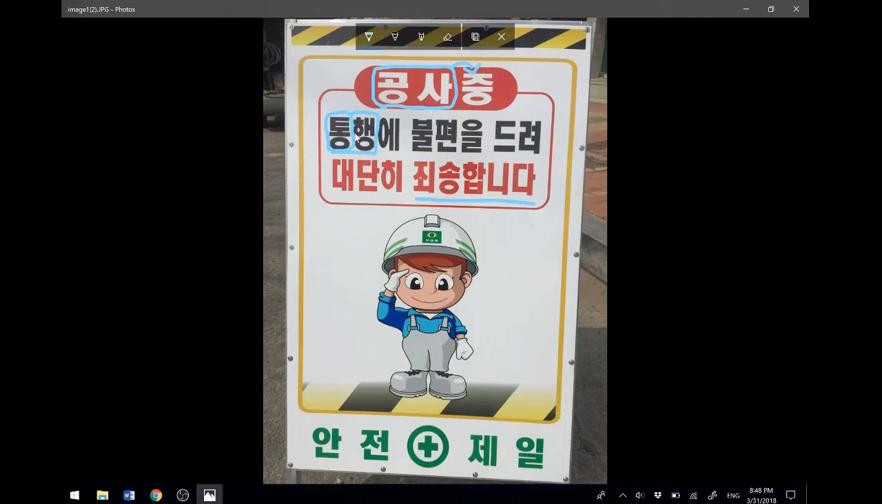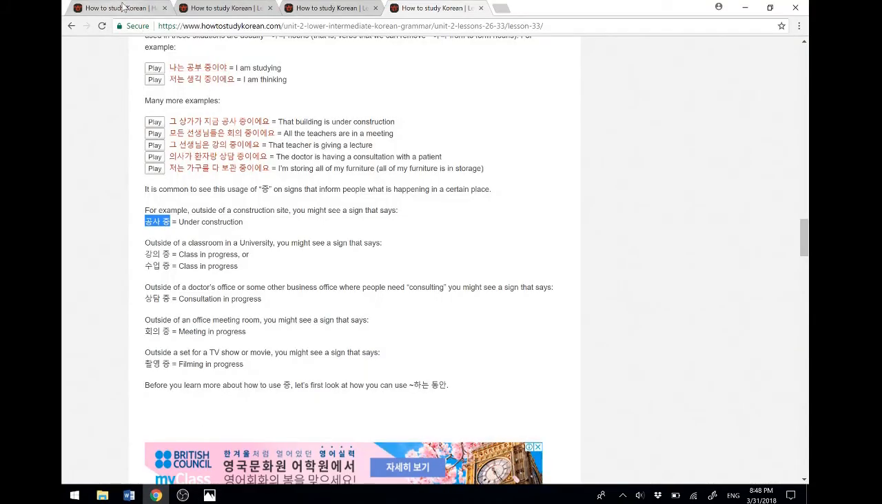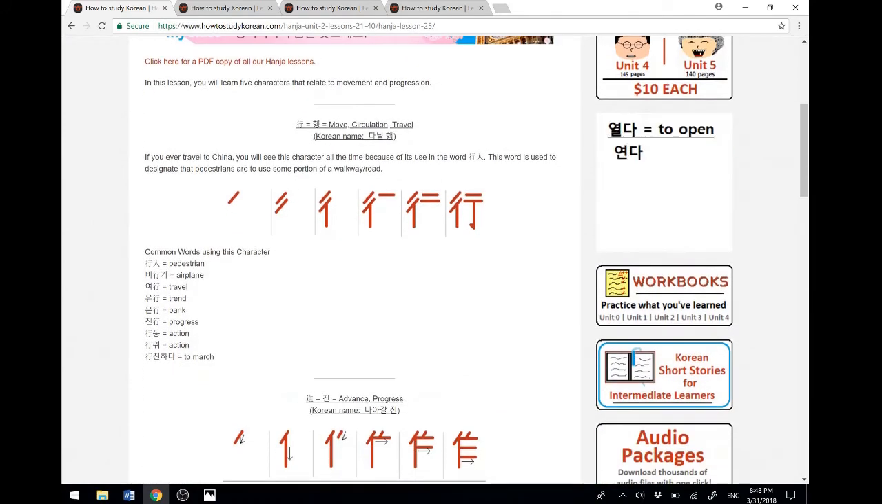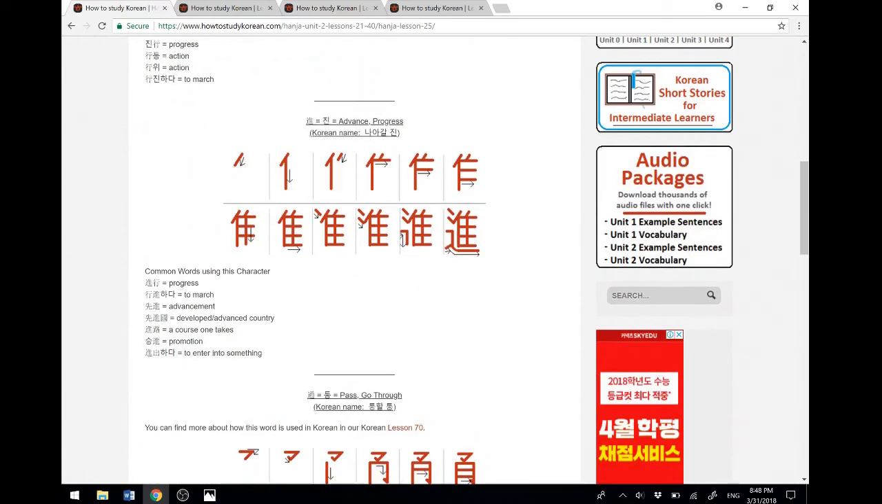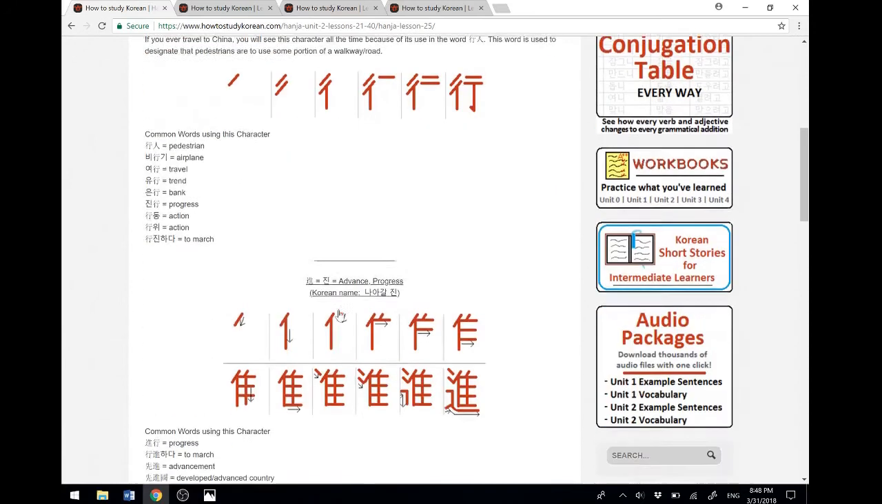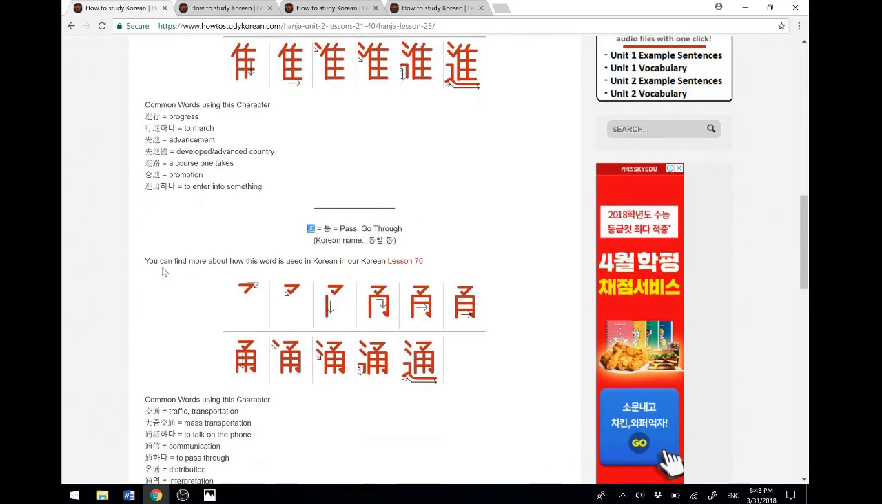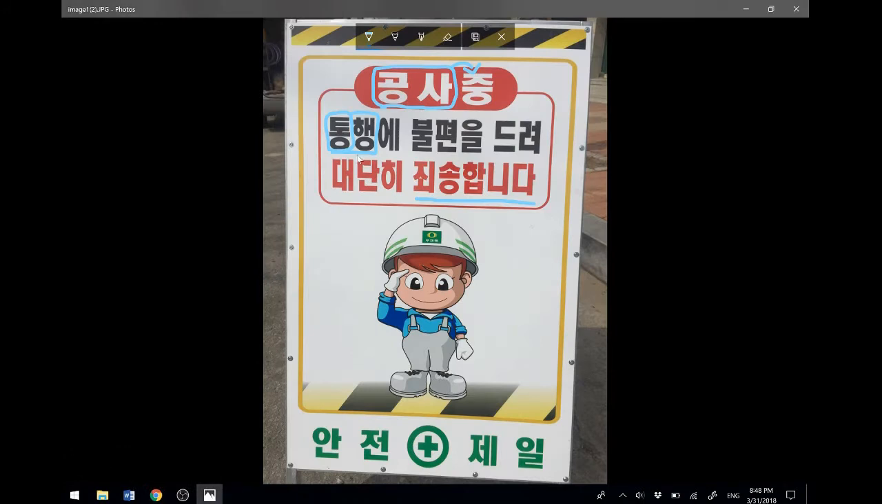And actually, this is one of those words that if you know the Hanja behind it, you can guess what it's going to mean, even if you've never seen it before. And that's actually how I learned this word a long time ago. And lo and behold, in my Hanja lesson number 25, I have the Hanja character for this 행, and there are some other ones that refer to moving and progressing. The Hanja character for 행 and the Hanja character for 통 are both in the same lesson. Now, anyways, back to our sign. Like I was saying, it's a pretty difficult word, but it's one of those times where studying Hanja will help you understand a word. So this is referring to the flowing or people moving through something.